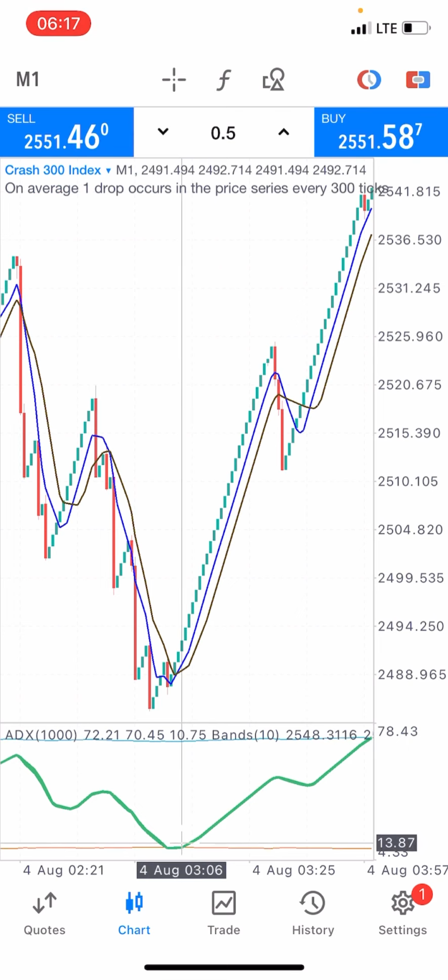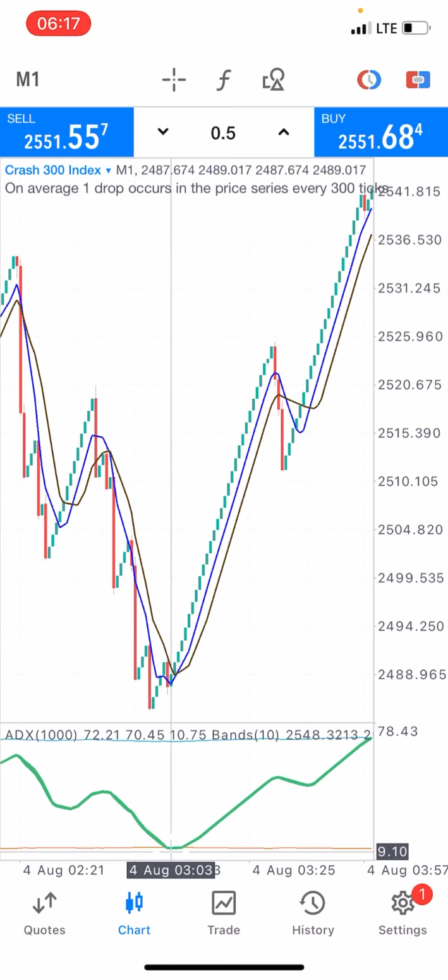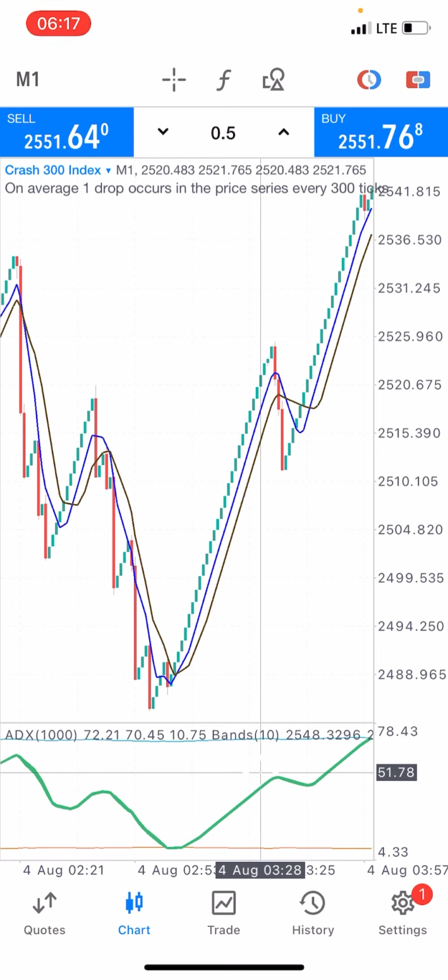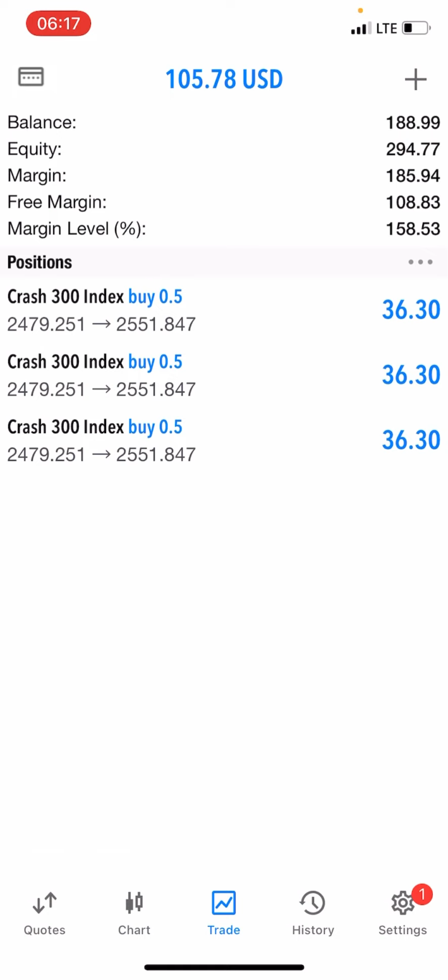Once the market gets to this level here, the ADX, the red line on the ADX, once the Bollinger Bands get to that level, you go in for a buy, okay? You're going for a buy. So we've been on this trade and we are in good profit, and that is how you grow a small account to a big one. So once we get to $300, we are going to be closing this trade.